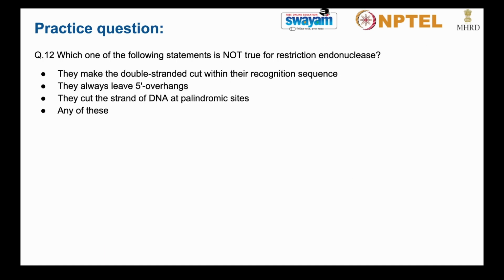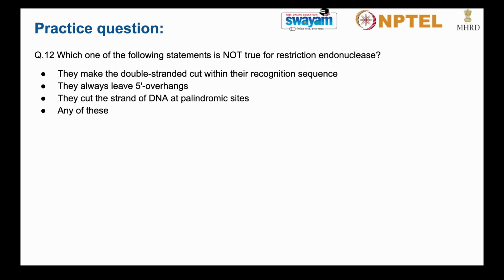Now let's move to another question, which says: which one of the following statements is not true for the restriction endonuclease? The first option is they make the double-stranded cut within their recognition sequence. Option B, they always leave 5' overhangs. Option C, they cut the strand of the DNA at the palindromic sites. And option D, any of these. Now you have to tell which option is not true.